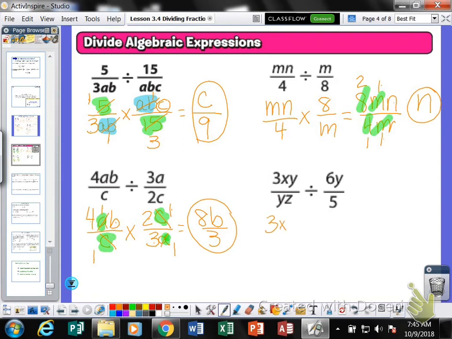So 3xy over yz times the reciprocal, 5 over 6y. So now what we have is 3 goes into 6 once, twice. And then I notice I have a y with a y. So 1 and 1. Nothing else can simplify. So looking across the top, I have 1 times x times 1 times 5, which is 5x.